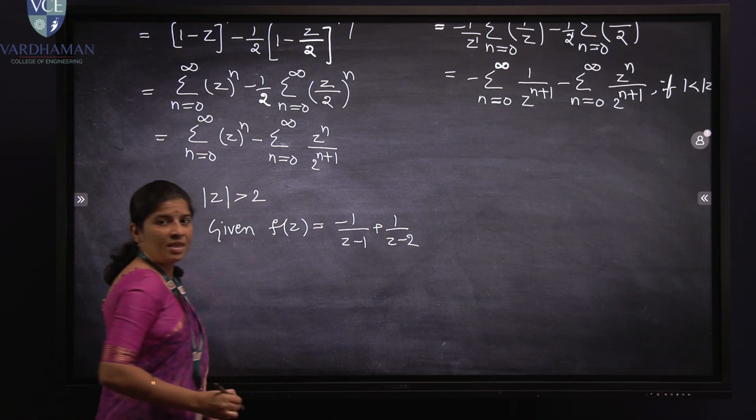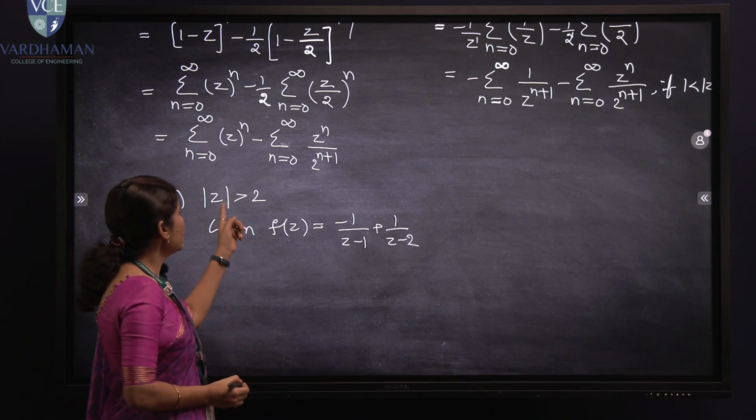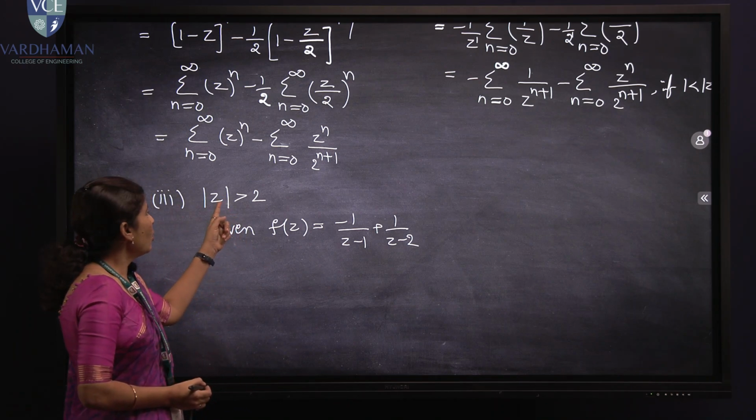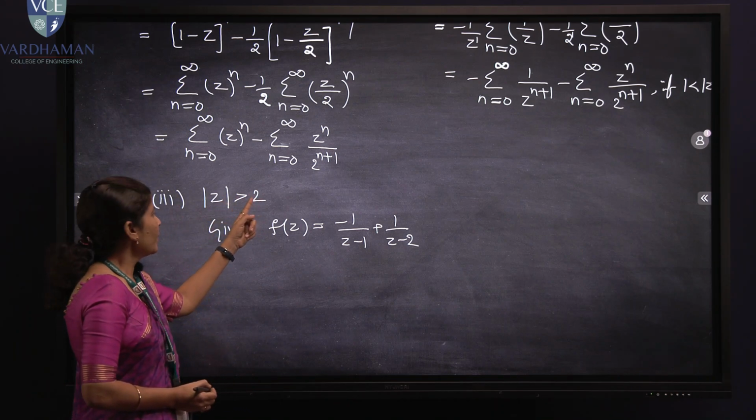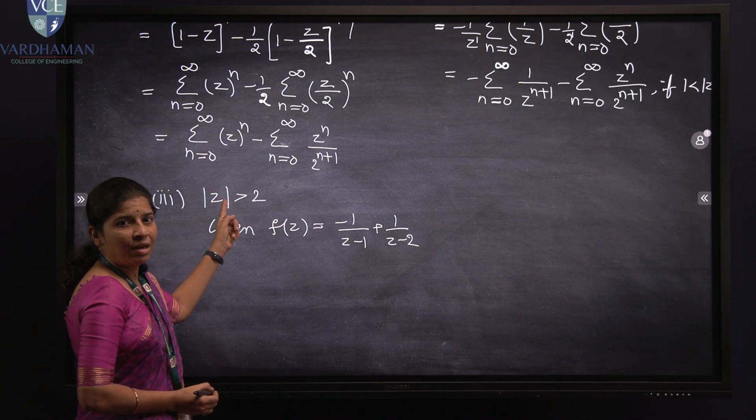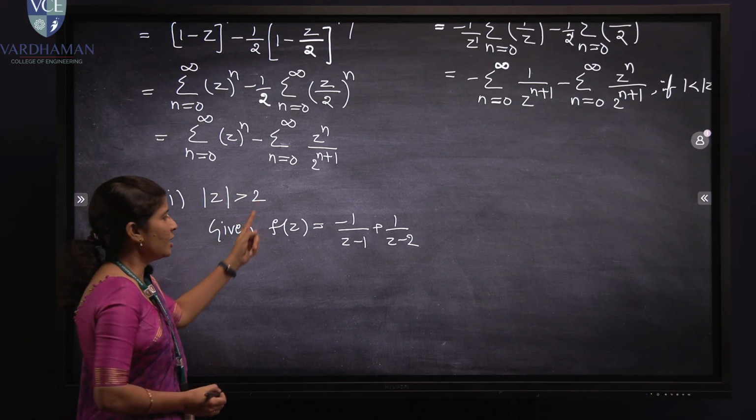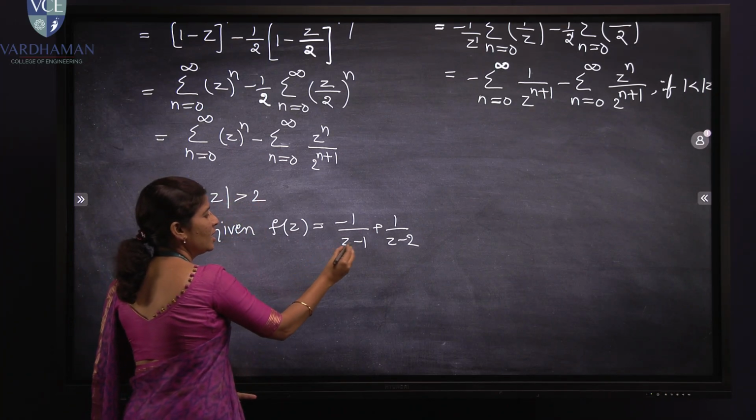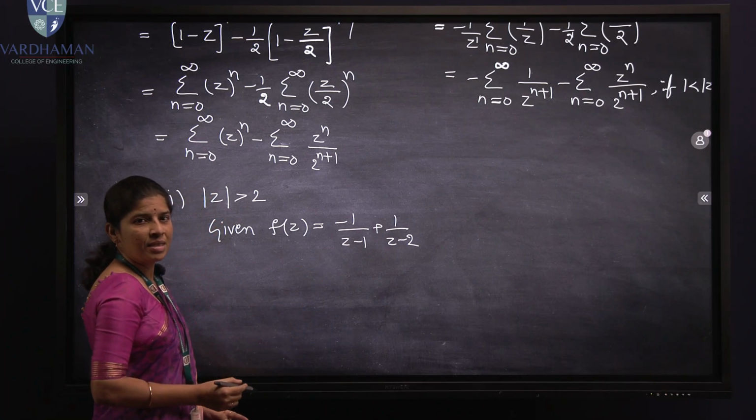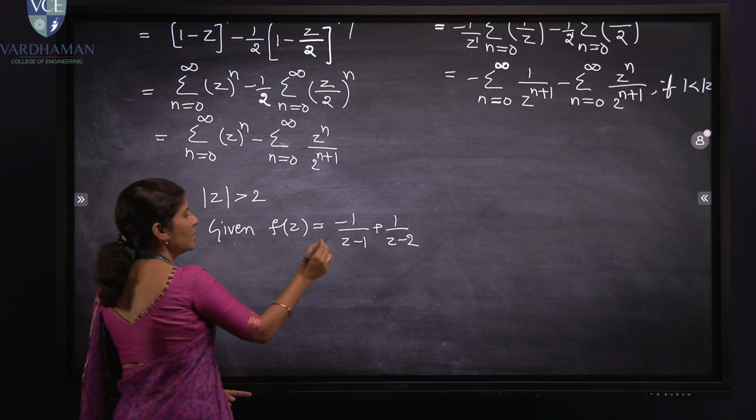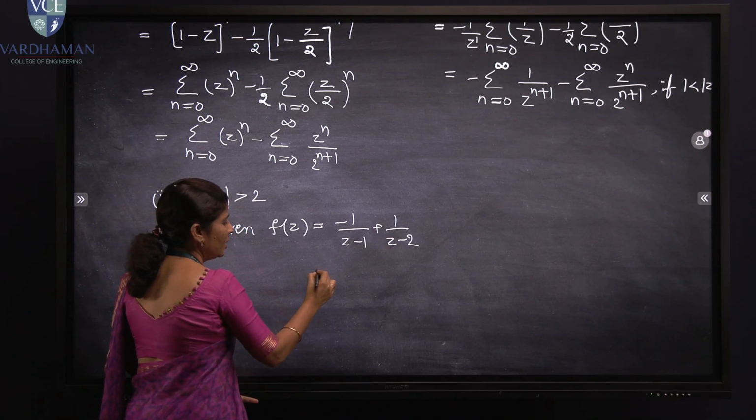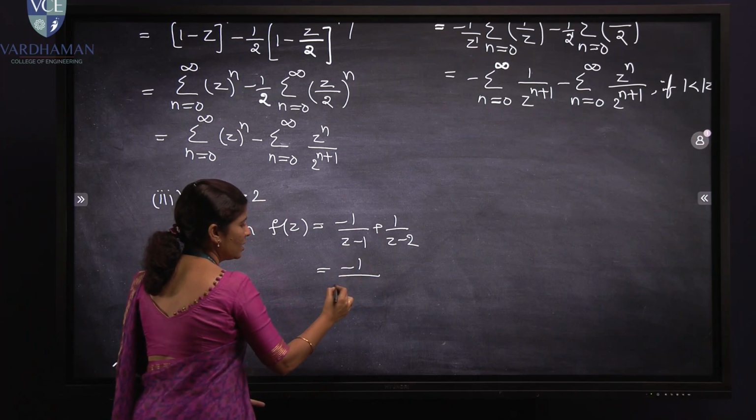This is the f of z value. Now in this our region is modulus of z is greater than 2. That is, whatever the z values are, all values are greater than 2. And in this z and 1, we have to take the greatest term into common, that is z is greater, so clearly we have to take the z common.